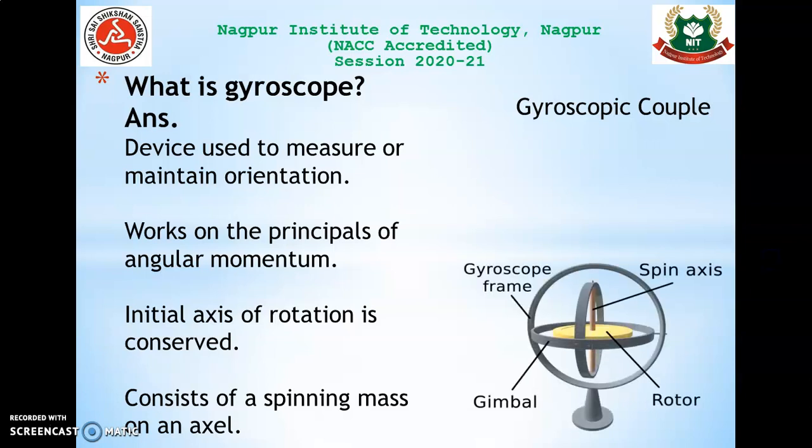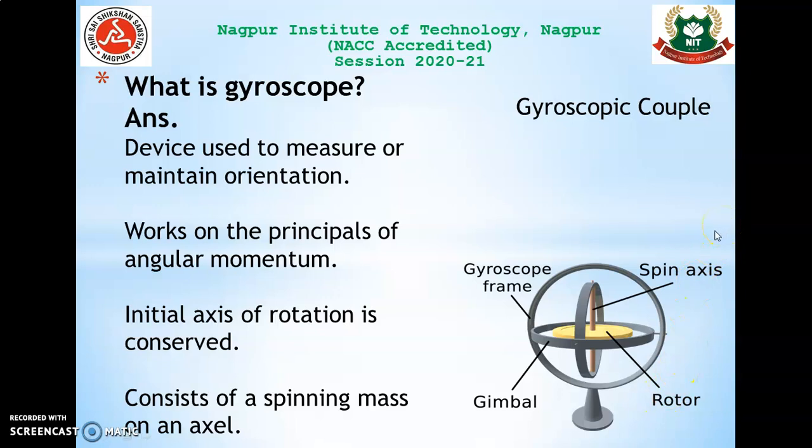You can see in the diagram there is an outer ring which is called the gyroscopic frame, and inside this gyroscopic frame there is a gimbal, which is again a ring shape, and a gimbal consists of a spinning axis and a rotor inside it.